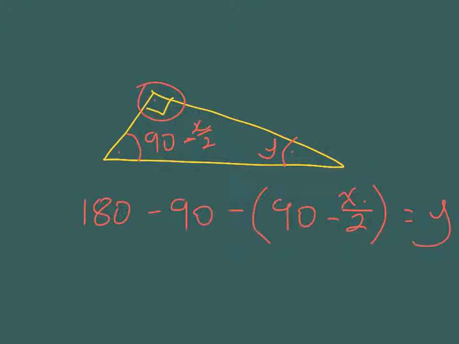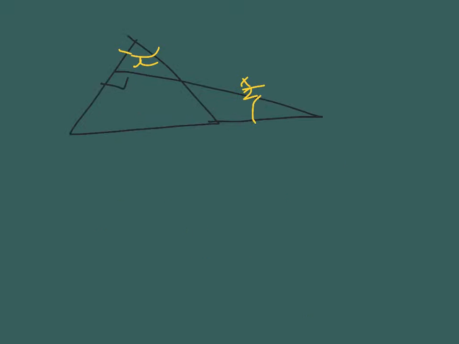So if we go through this step by step, well, 180 minus 90, that's 90. Now, because we've got this minus outside the brackets, that changes the sign. So minus 90 plus x over 2. That equals y. Now the 90 and the 90 cancel out. That means you've got x over 2. So y is equal to x over 2. And I'll explain what this all means on the next screen.